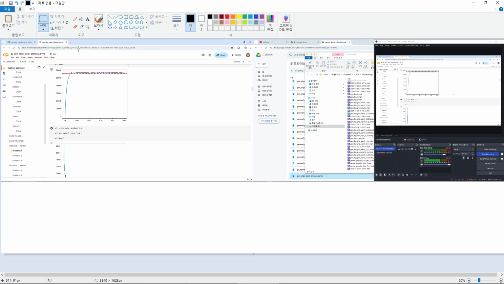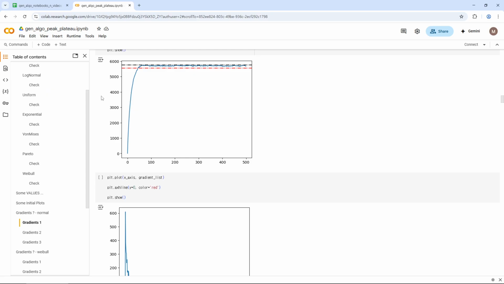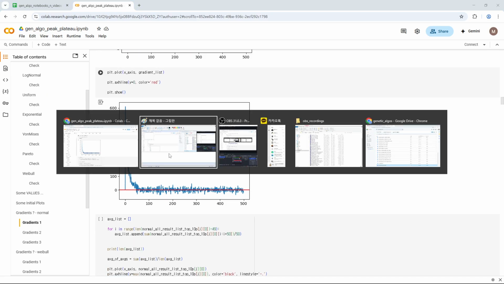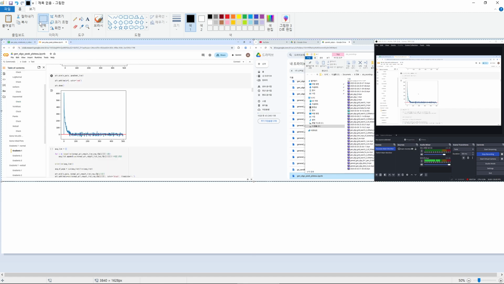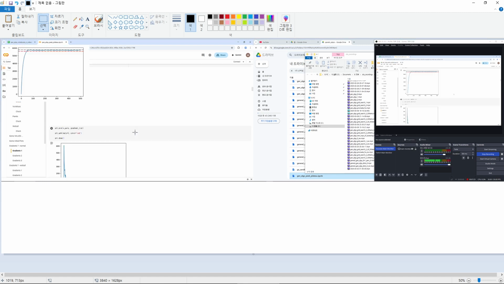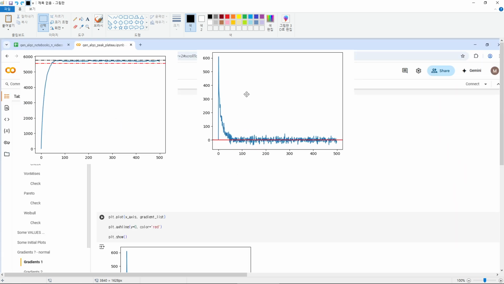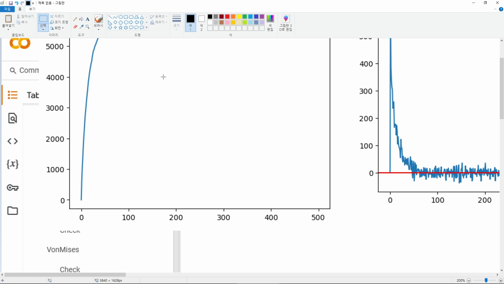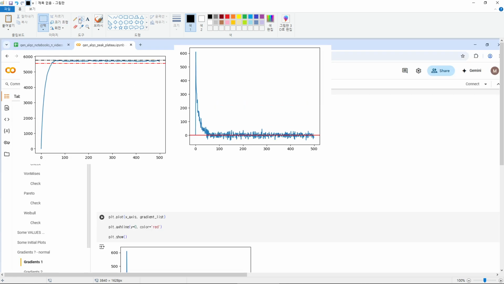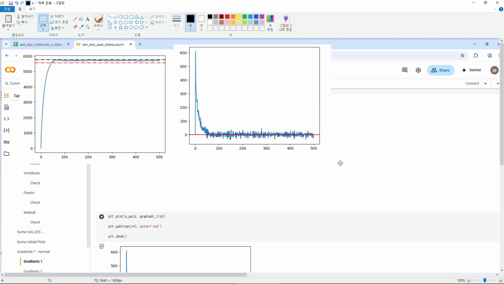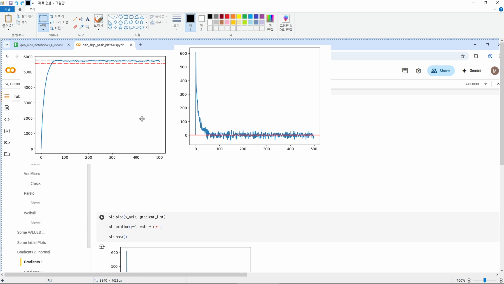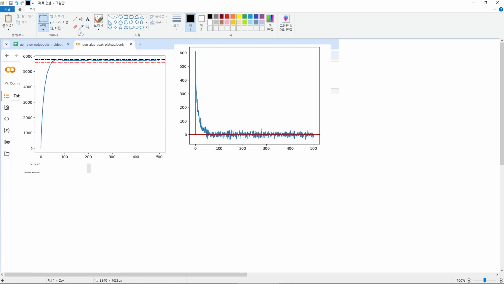Let me just use the paint shop again, and yeah, back with this. So the red one is the average.